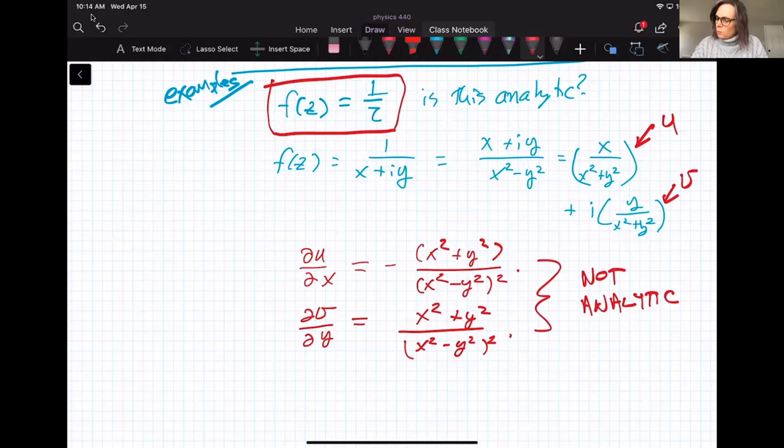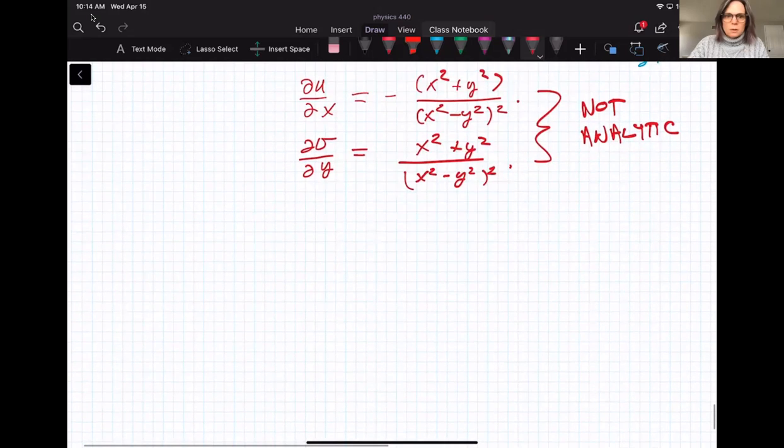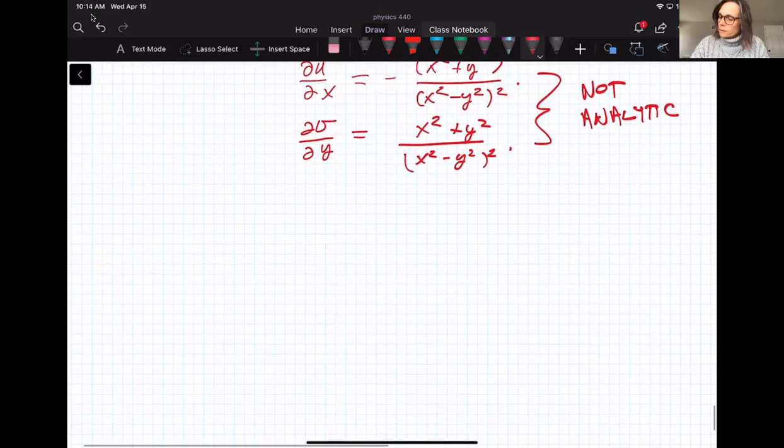Okay, one other example. Can I move this? Let me know if I'm going too fast, because I know this is going to be kind of equation heavy today.